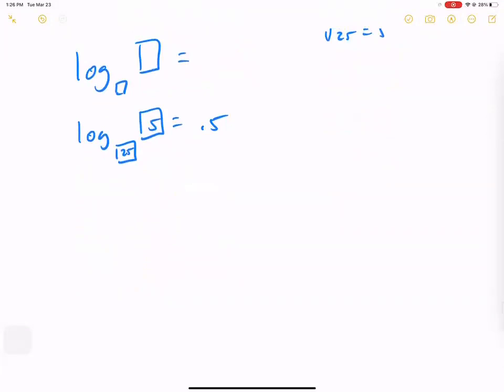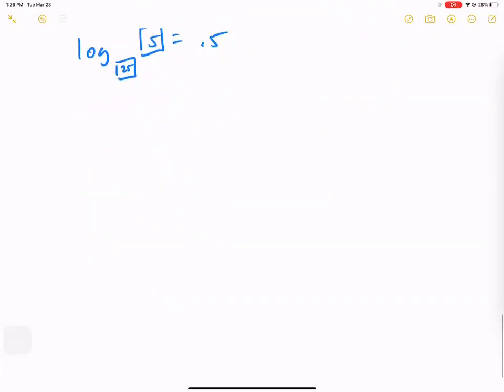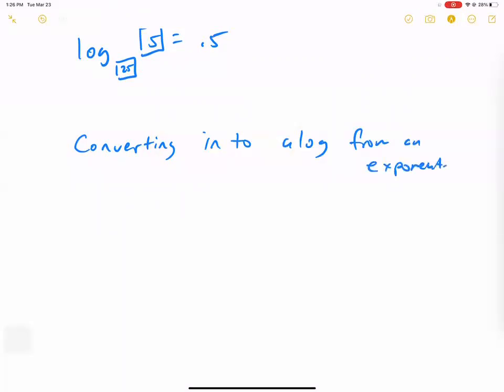And we're going to come up with those rules later, but today we're just going to work on the conversion of how to change one log to another. So let's go ahead and work on that conversion, and then we'll come back and I'll show you guys how to use that on your calculator. So first, let's go ahead and do conversion. Converting into a log from an exponent. Okay, we're going to work on converting into a log from an exponent.